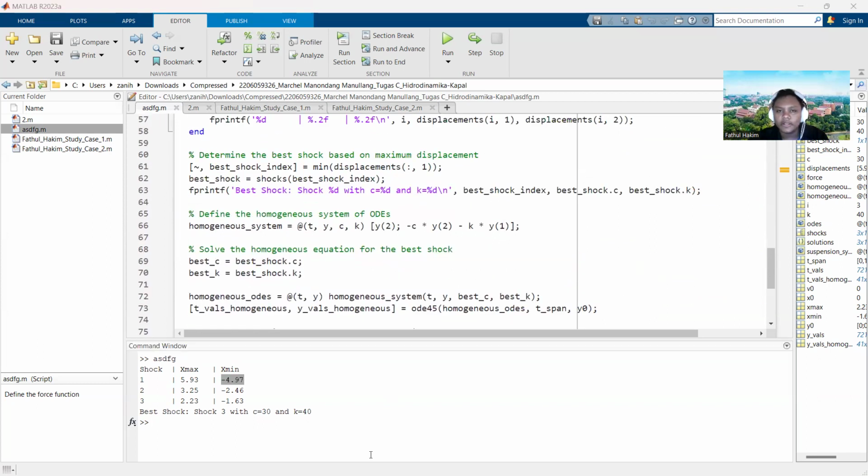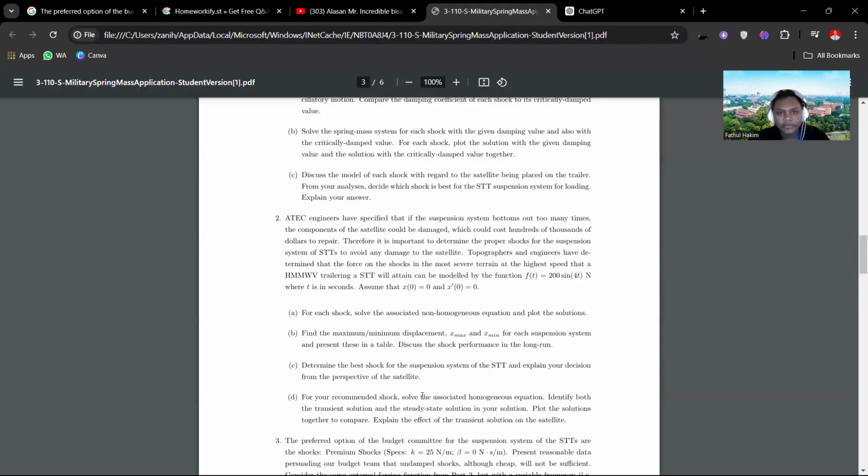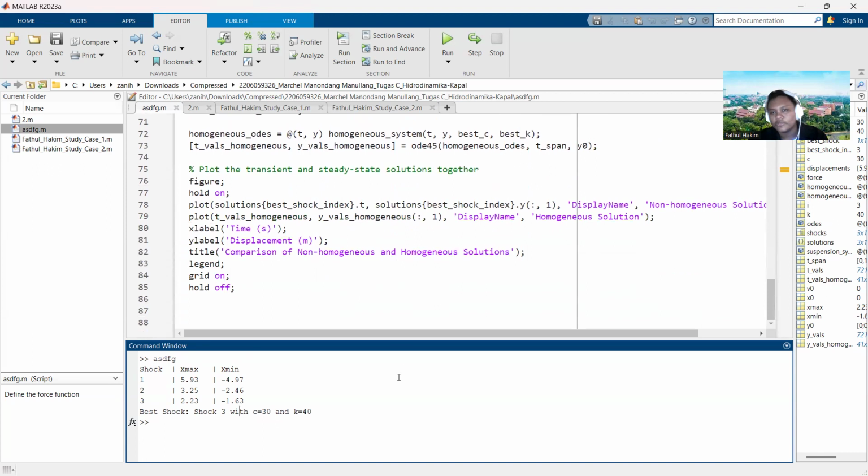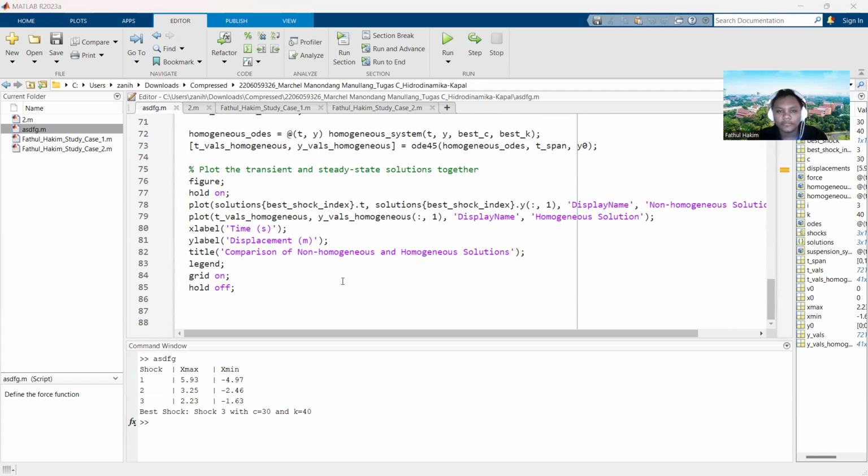Now, the next question: determine the best shock for the suspension of the STTs and explain the decision from the perspective of the satellites. The best shock is shock number 3, like I said, the one with the smaller amplitude. Why the smaller amplitude? If the amplitude is small, the shock perceived by the satellites will be less than with the bigger amplitude. So it will give greater durability.